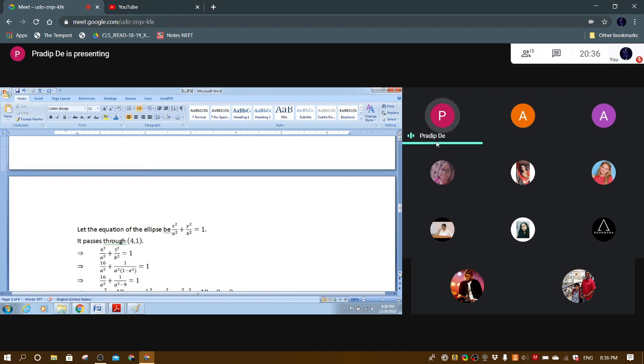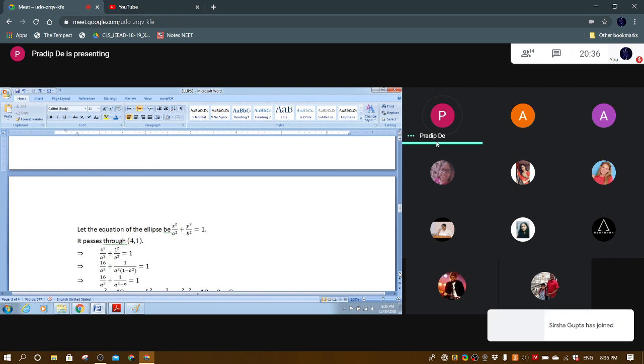If you have difficulty handling a to the power 4, because in the equation you'll get a to the power 4 then a square, I would suggest you substitute a square with something like m, and then solve.